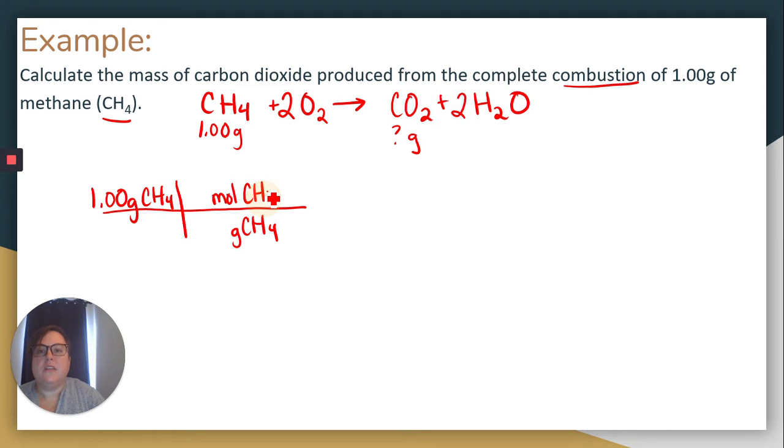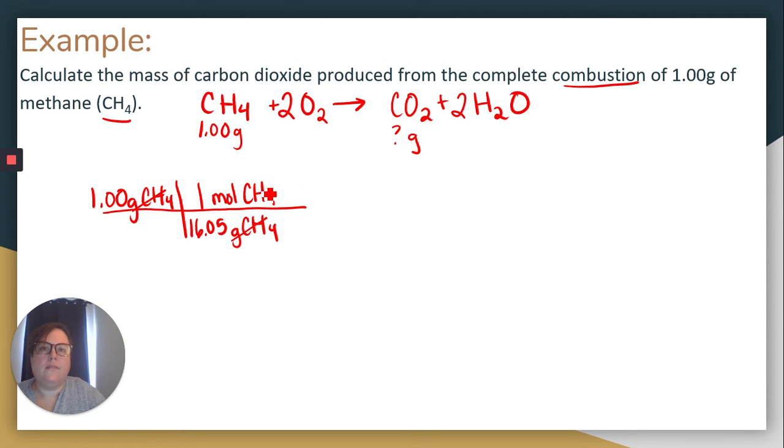And if we're changing the unit, you can't change the substance. So notice the CH4 is the same, but the unit is changing. And then we put 1 mole on the top, and we put the molar mass of methane on the bottom, which is 16.05. We would multiply and divide, and the grams would cancel, leaving us moles.